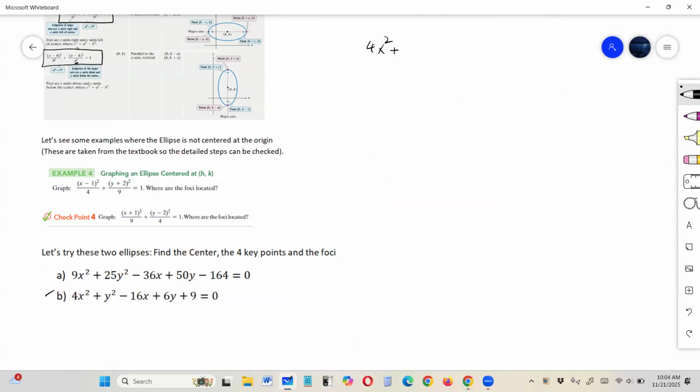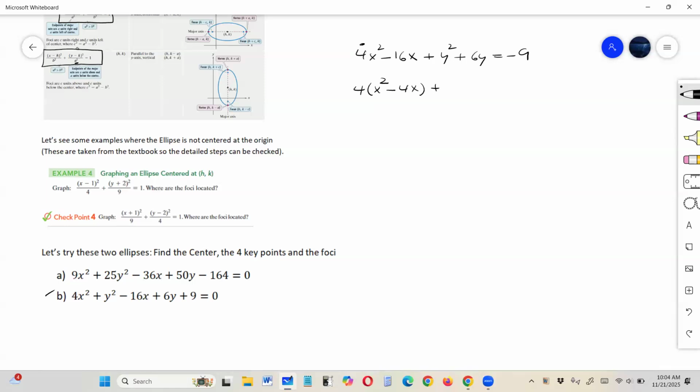4x squared plus y squared. Let's arrange it already so that we can go a little bit faster. So I'm going to pair up the x's and the y's. 4x squared minus 16x plus y squared plus 6y, and I'm going to subtract 9 from both sides already. Because I know I need the number on the right, just like if it's a circle. So now I am going to factor whatever is multiplying the x squared component. And the x is 4. Don't factor x.